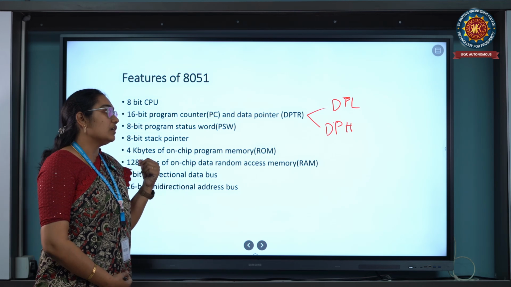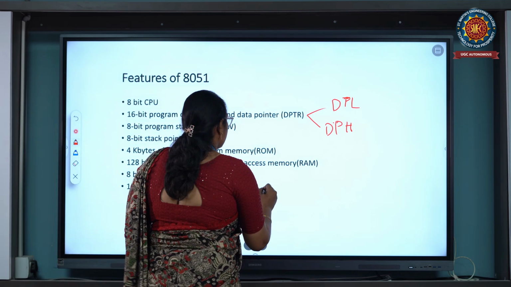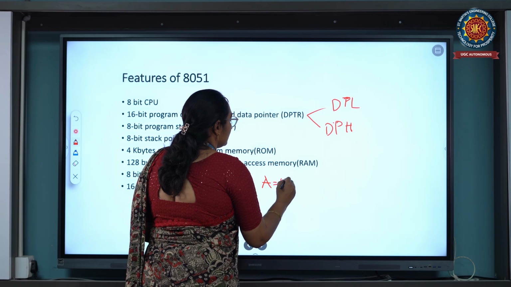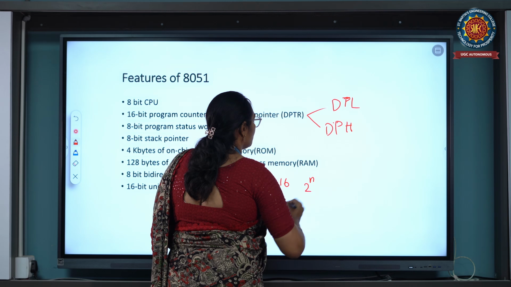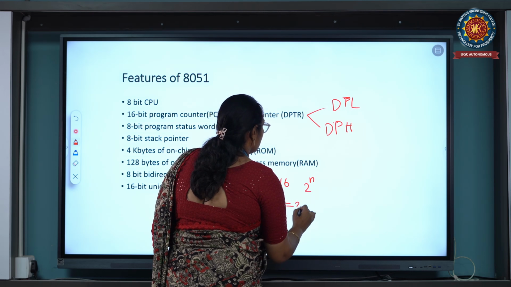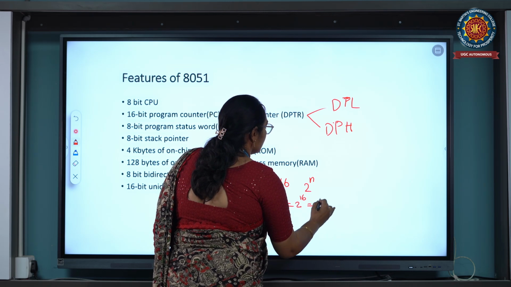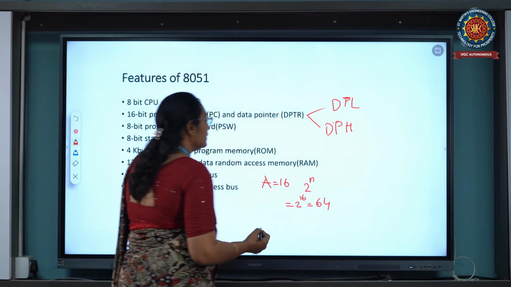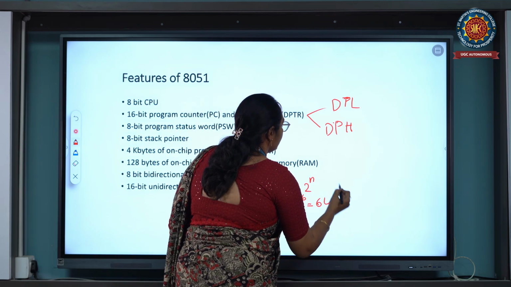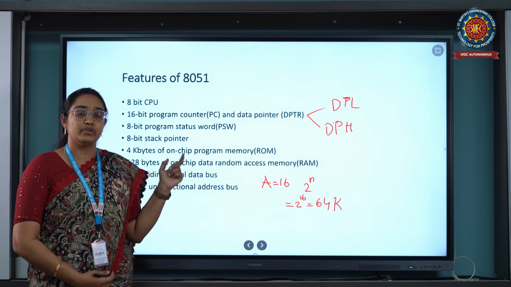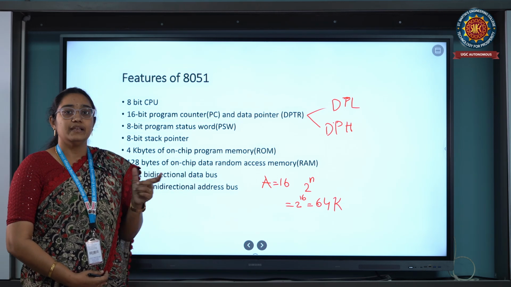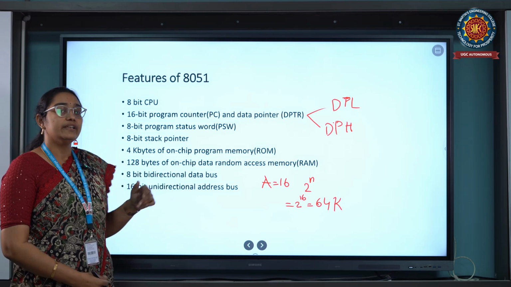That means here address lines are 16. We calculate the memory with the help of 2 power n. Here 2 power n equals 2 power 16 equals 64 K. We can interface 64 kilobytes of external memory. That means ROM and RAM are each of size 64 kilobytes.